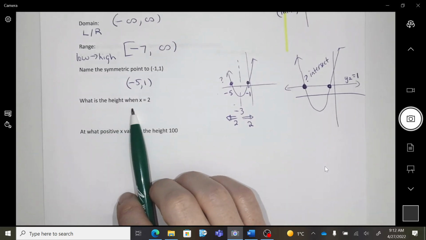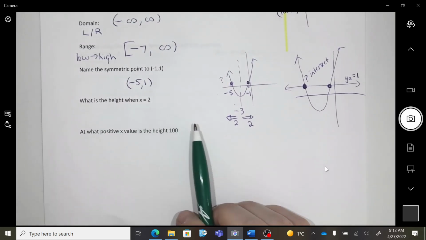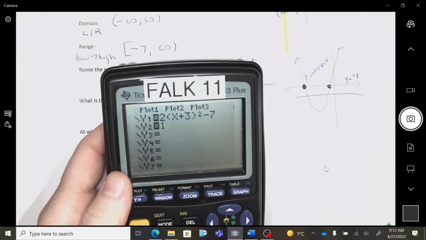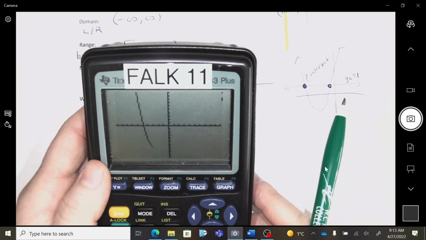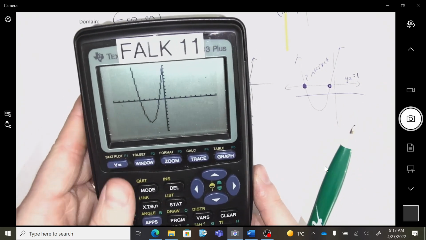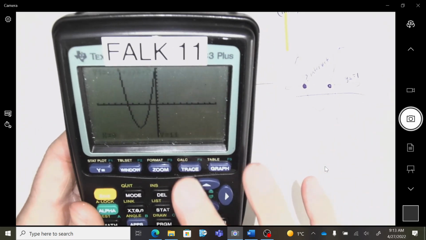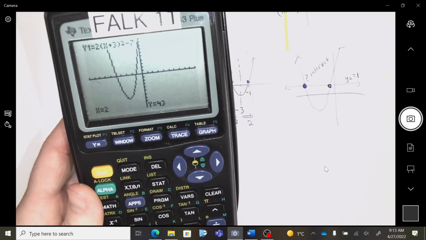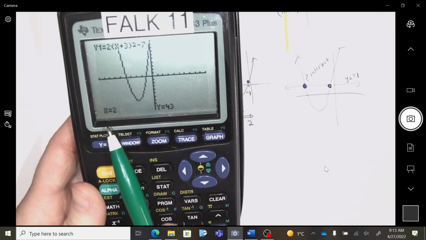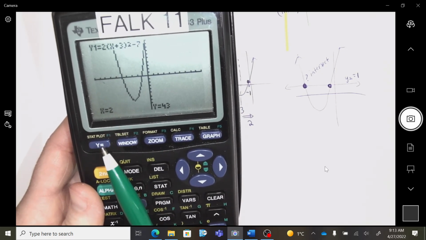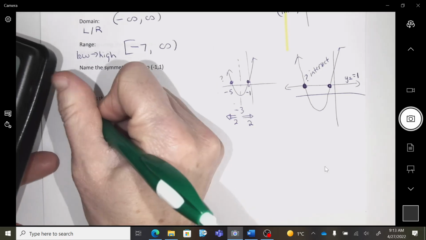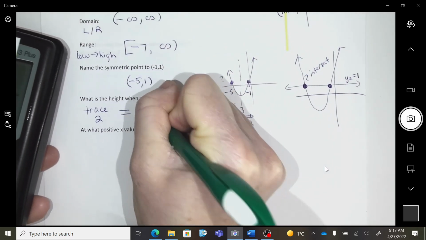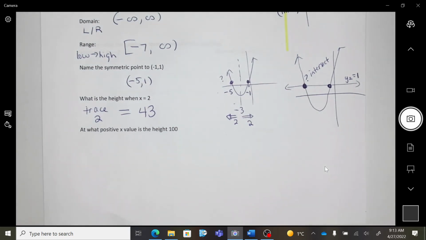Okay, what is the height of this graph when x equals 2? So this is what I'm going to do. I'm going to go trace 2, enter. That's all I do. When I have an x value, I can tell my mouse to go there. So I hit trace.